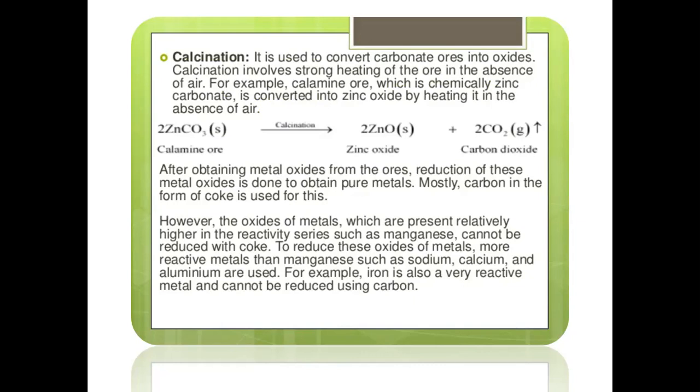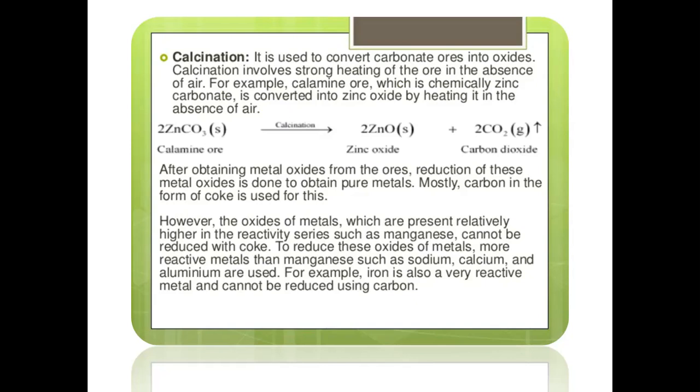After obtaining these metal oxides, reduction steps occur. Reduction of these metal oxides is done to obtain the pure metal. Mostly carbon in the form of coke is used for these metals. But some of the oxides, which are relatively higher in the reactivity series, such as manganese, cannot be reduced with coke. To reduce these types of oxides, metals more reactive than manganese, such as sodium, calcium, and aluminium, are used. And iron is also a very reactive metal and cannot be reduced using carbon.